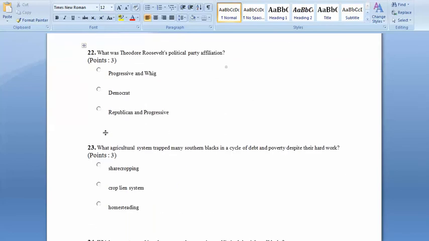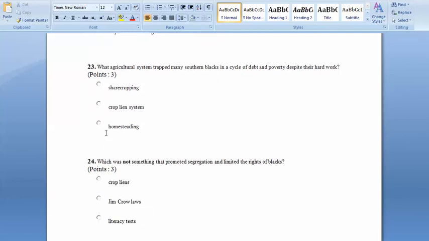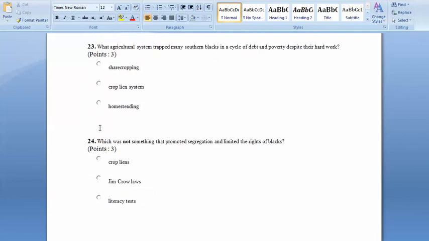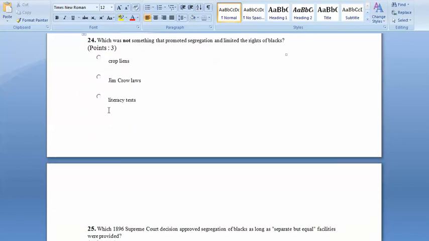Number 22, what was Theodore Roosevelt's political party affiliation? Progressive and Whig, Democrat, Republican, and Progressive? Number 23, what agricultural system trapped many Southern blacks in a cycle of debt and poverty despite their hard work? Sharecropping, the crop lien system, or homesteading? What was not something that promoted segregation and limited the rights of blacks? Crop liens, Jim Crow laws, literacy tests?